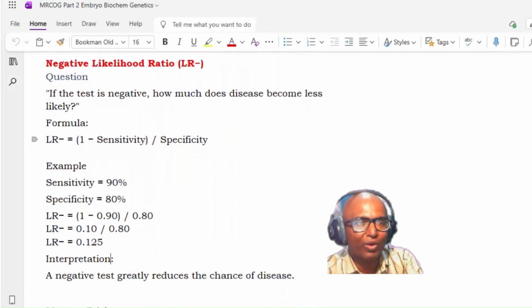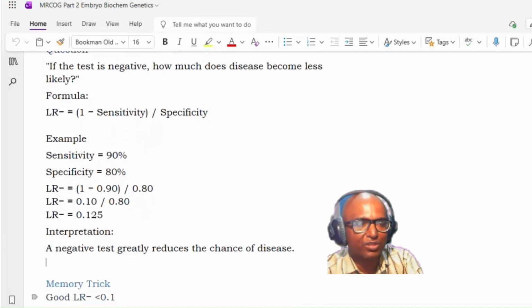Likelihood ratio negative equals 1 minus sensitivity upon specificity. In likelihood ratio positive, you have sensitivity divided by 1 minus specificity, and in likelihood ratio negative, you have 1 minus sensitivity divided by specificity. If the test sensitivity is 90% and specificity is 80%, then likelihood ratio negative is 1 minus 0.9 divided by 0.8, that is 0.1 divided by 0.8. So likelihood ratio negative is 0.125. The interpretation is that a negative test greatly reduces the chance of the disease.